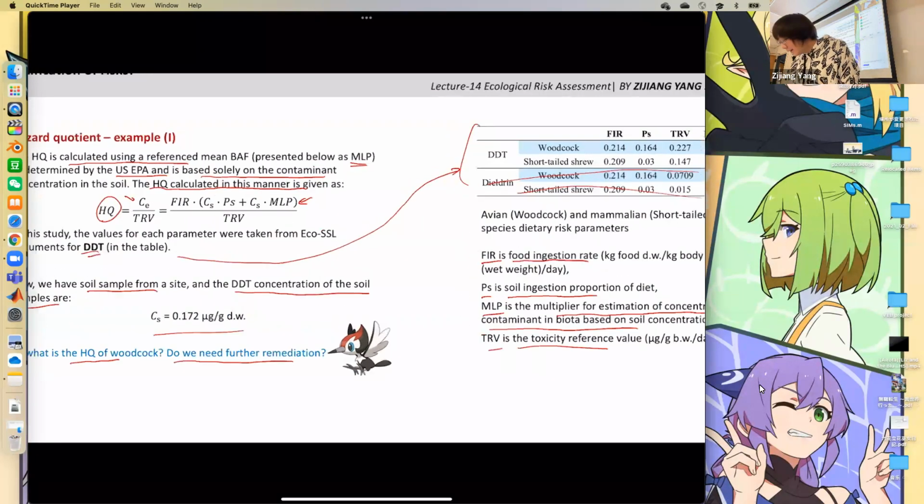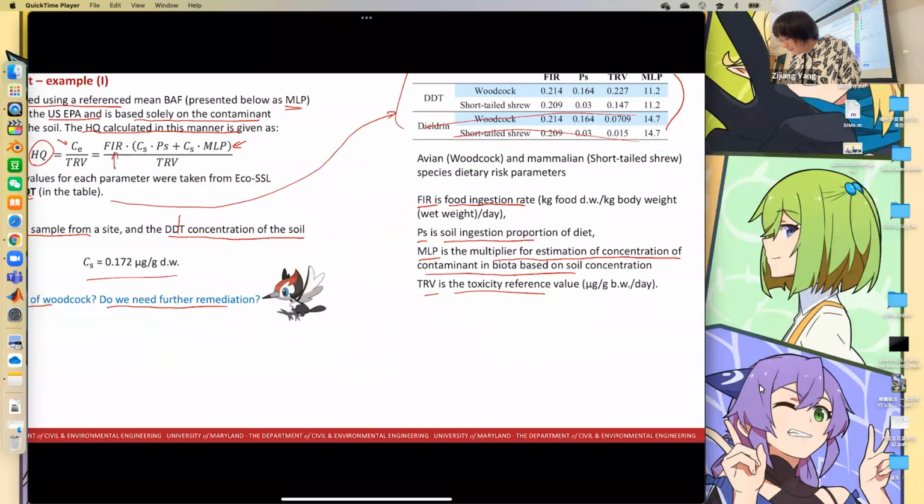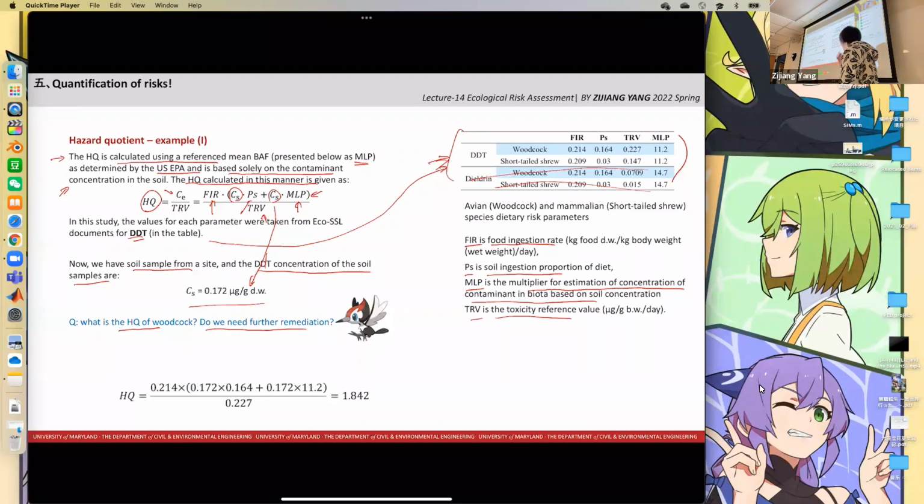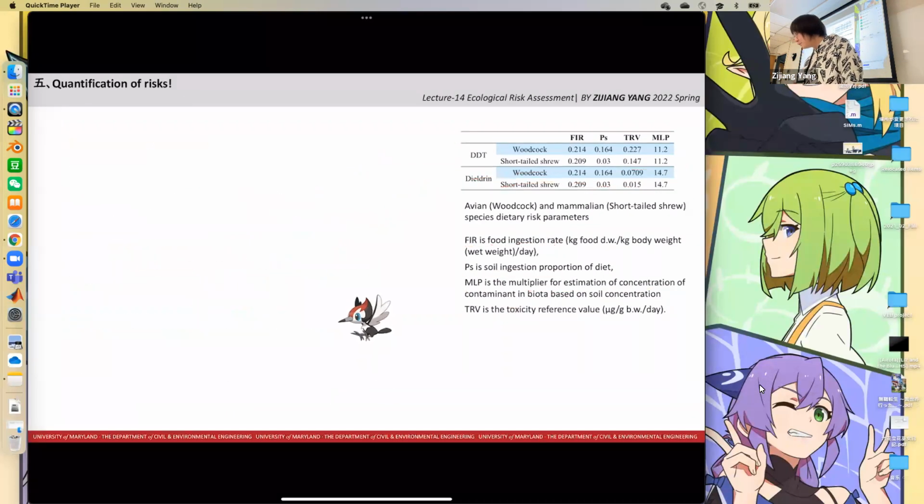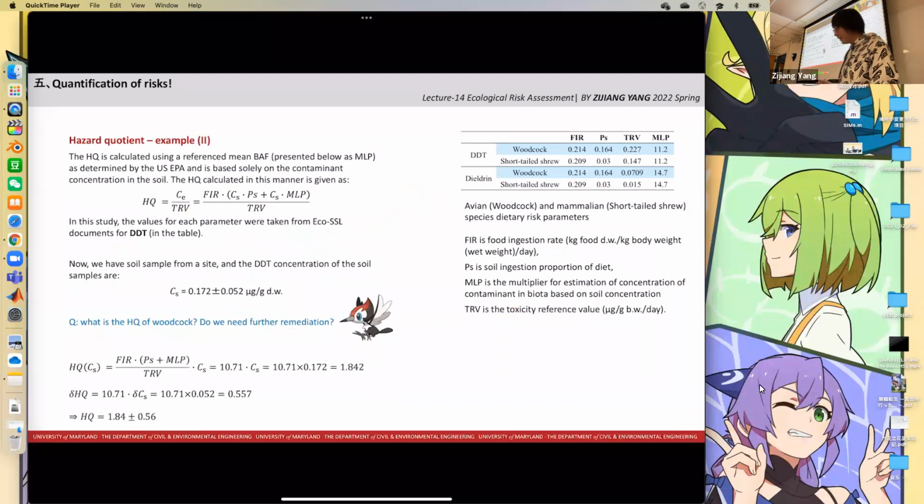In this case, FIR, PS, and MLP can be found in this table. And the TRV can also be found in this table. And the CS is also known here. So basically, we just plug in the values. If we plug in all the values, we can get this value. And we can see that this value is greater than 1, which means that this site needs further remediation, or this site is contaminated. And this is straightforward. Now let's look at another example.